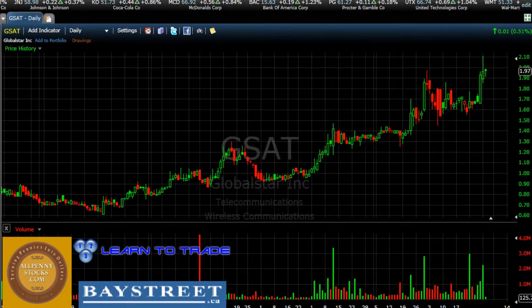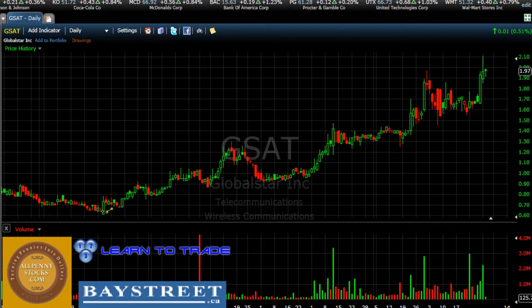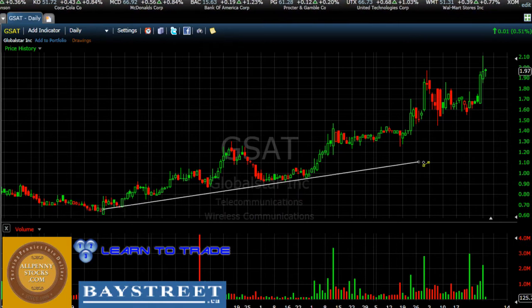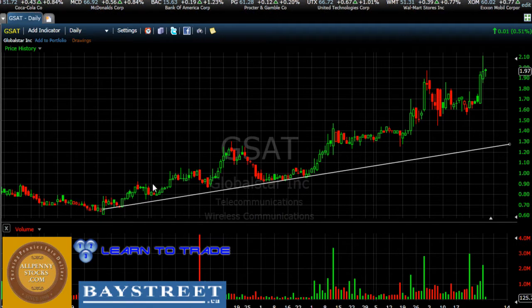Right now we're taking a look at the daily chart of GSAT, and we can see that we have a very clear uptrend in place, defined by consistently higher highs and higher lows. So we can go ahead and draw in a trend line basically right in this area, and we can see that price is continually responding to this trend.